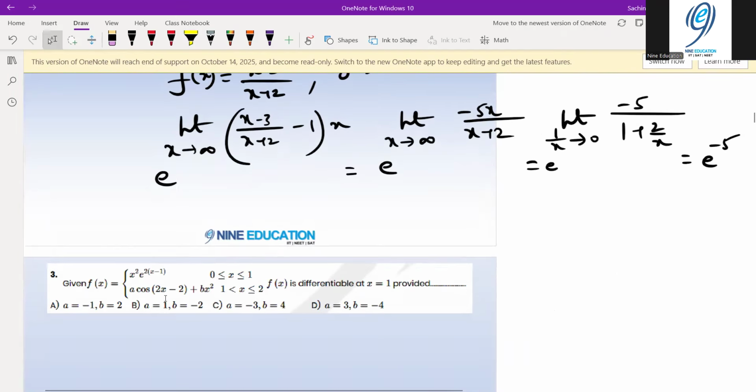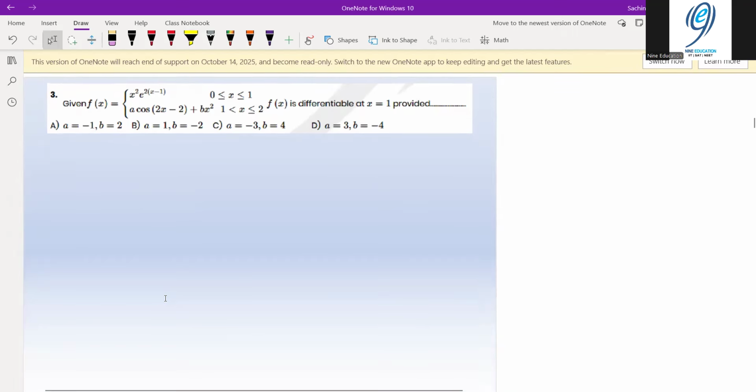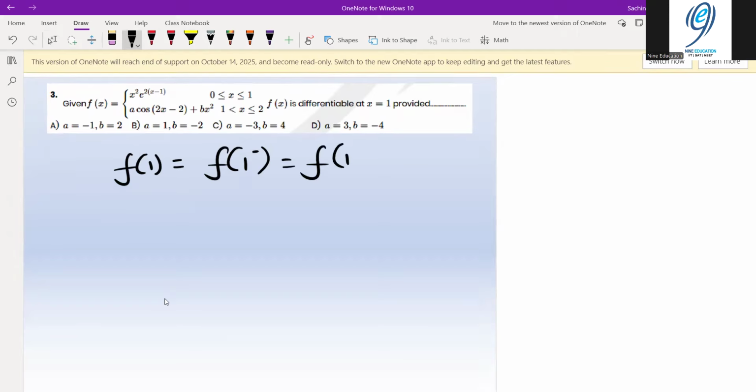Okay, let's go to the next question here. Given f of x is differentiable at x equals 1. So this is a rather simple one, because what is the condition for differentiability? The first condition for differentiability is the function should be continuous. So for the function to be continuous, f of 1 should be equal to the left limit, and it should also be equal to the right limit. So here, what is f of 1? Because equality is given on this side, right?